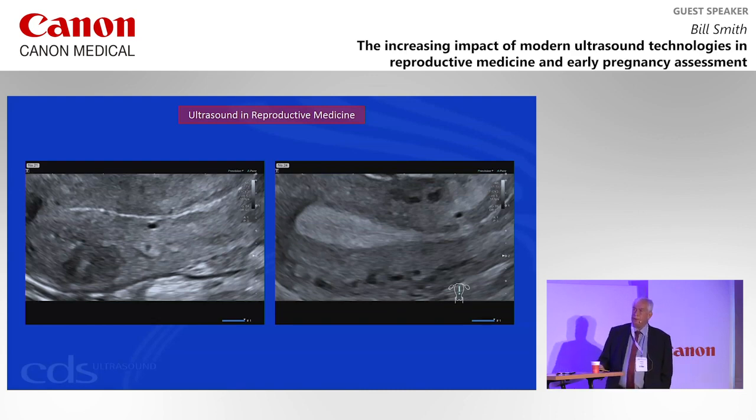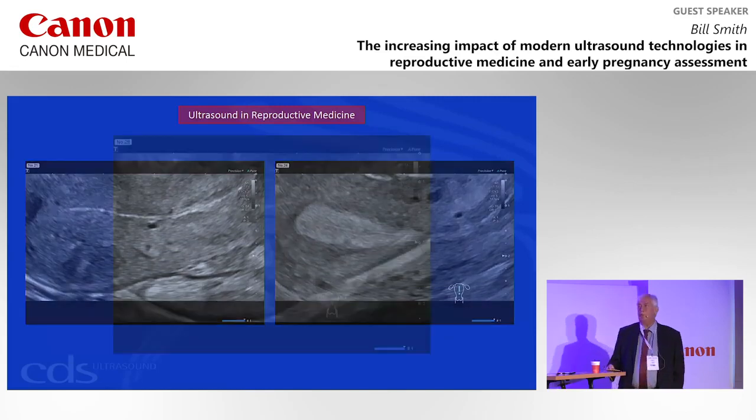This is the same patient. If we look at the myometrium here, this is the myometrium around day 3, day 4. You can see there's no endometrium there. And you look at the myometrium around ovulation, just after ovulation, you can see the textural changes there within the myometrium.